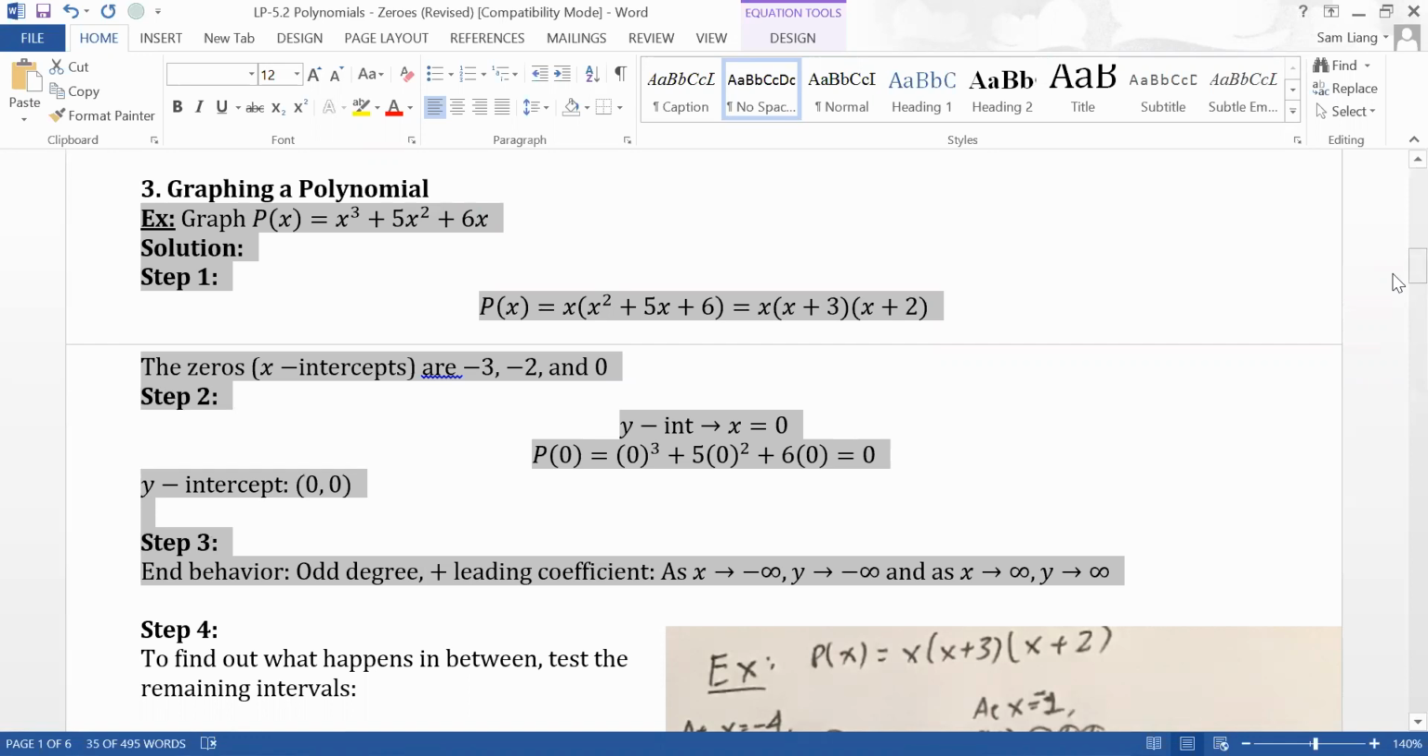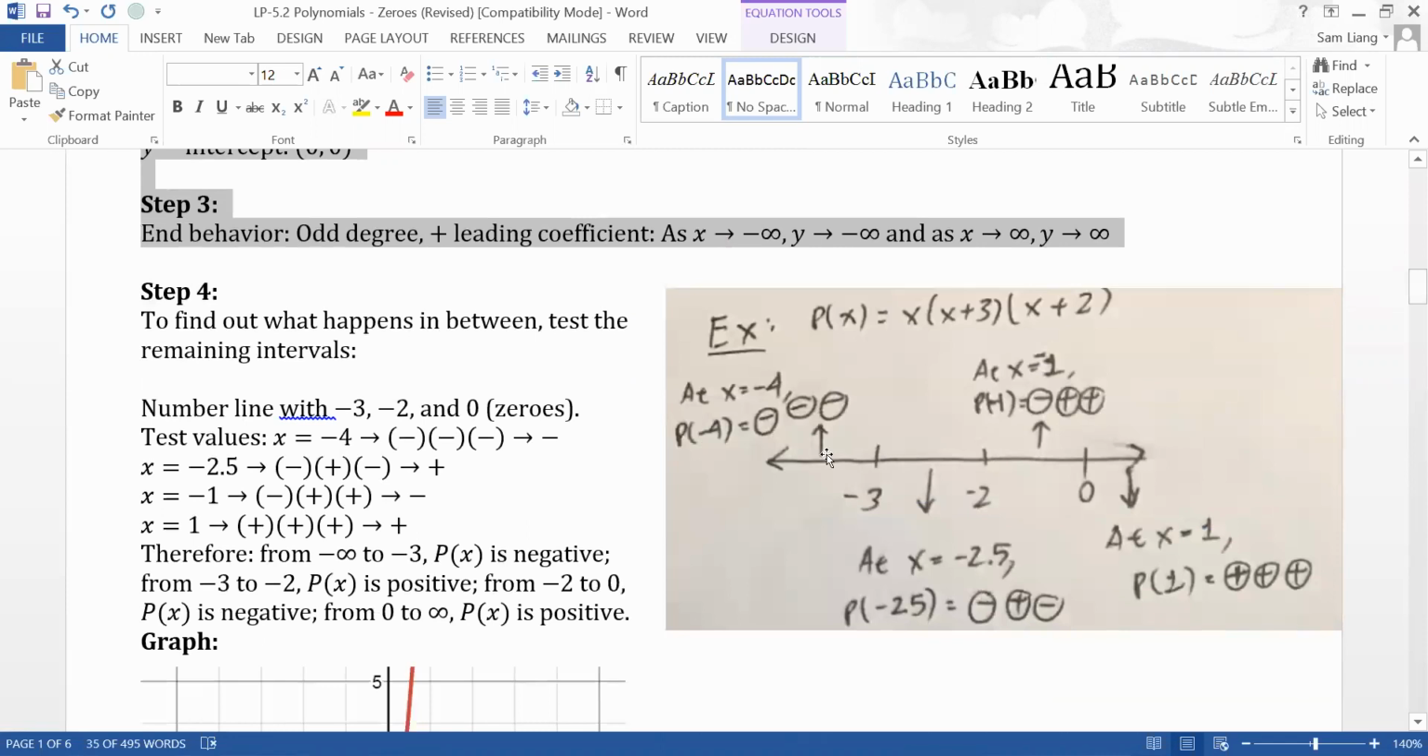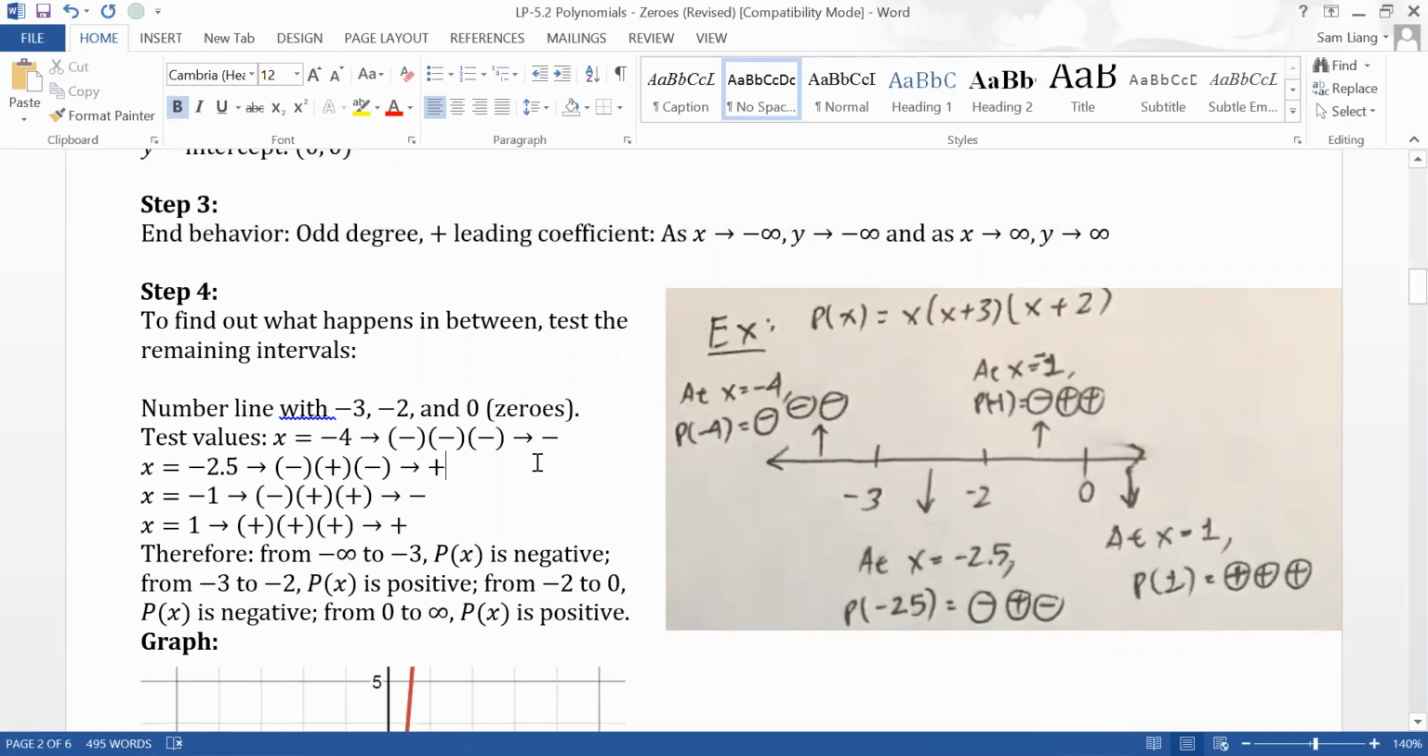All right, so step 4 is to find out what happens in between. Test the remaining intervals. As you can see, there's this number line here, and this is a technique that you might remember from Algebra 2, and it's definitely a technique that you're going to see again in calculus. So we know what happens at -3, -2, and 0. Those are the zeros, or the x-intercepts. But to examine what happens between these zeros, we're going to have to draw this number line. You can see the zeros as gateways, so to speak, to pass from negative to positive.